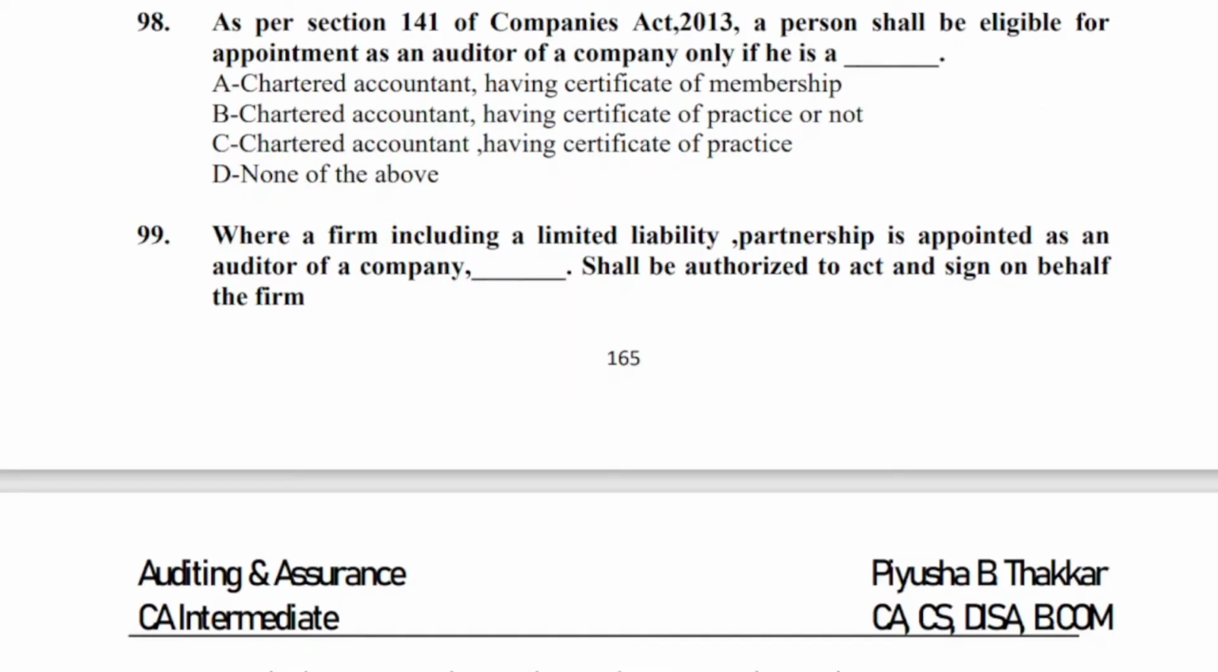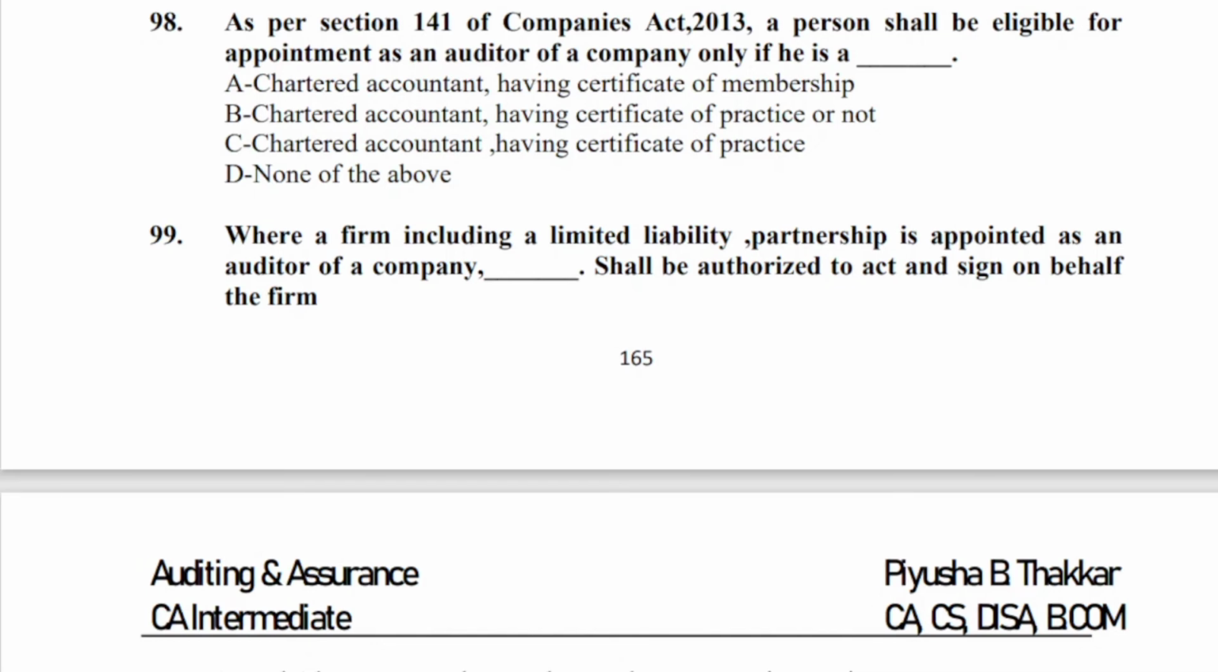Let's quickly move ahead to the next question, that is question 98. As per section 141 of the Companies Act 2013, a person shall be eligible for appointment as an auditor only if he is. Now section 141 speaks about eligibility, qualifications and disqualifications of auditors. So as per section 141, who can be appointed as an auditor? A chartered accountant having certificate of membership? No, it is a chartered accountant having certificate of practice. So here alternative C should be the correct answer.